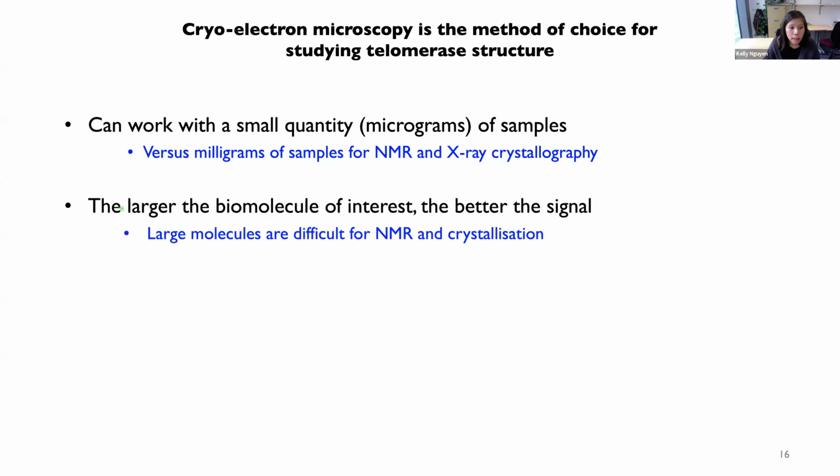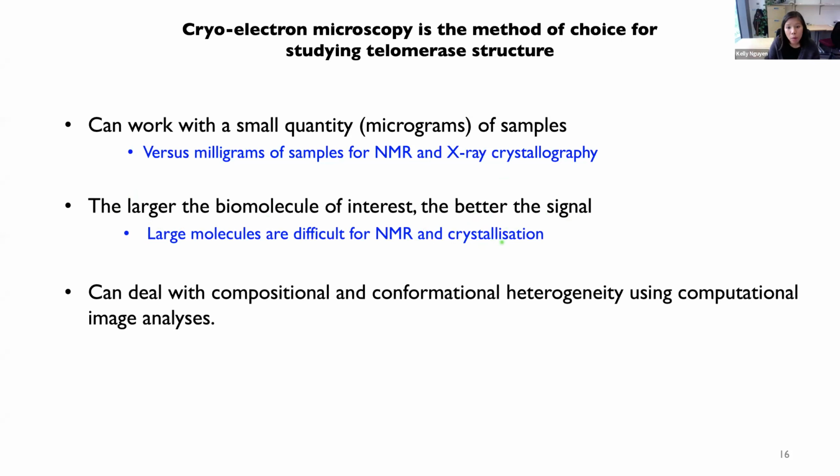And second is that for cryo-EM, the bigger the particle, the better the signal. So it's actually the opposite for NMR and X-ray crystallography. It's a lot harder to study large complexes by NMR, and also difficult to crystallize them. And last but not least, and that has become very important for our work, is that we can deal with compositional and conformational heterogeneity using a lot of computational image analysis. In this case, our sample is very heterogeneous in terms of conformation.